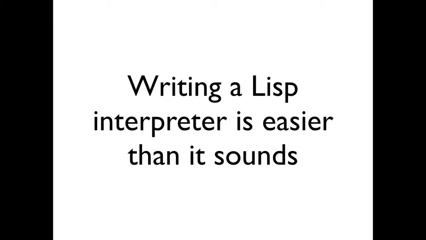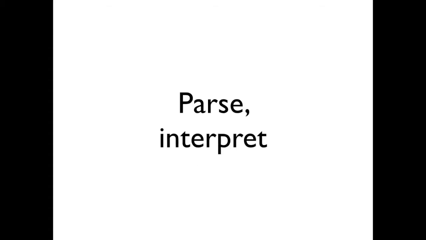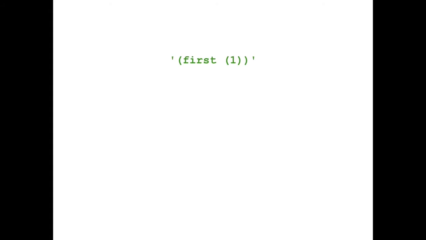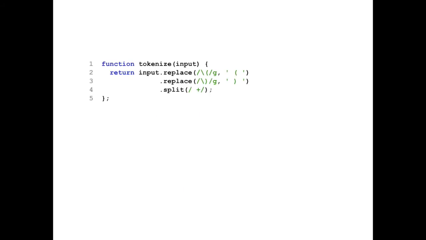Writing a Lisp interpreter is way easier than it sounds. You parse and then you interpret. When you parse, then you tokenize and then parenthesize. When you tokenize, you take something like this, a string of completely unstructured Lisp code, and then you surround every parenthesis with spaces, and then you split on white space to get an array of tokens. So our tokens are parentheses, words, and numbers.